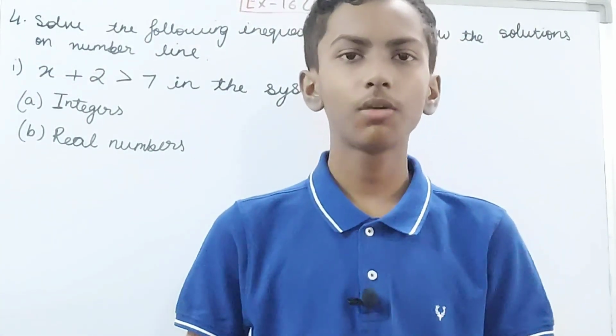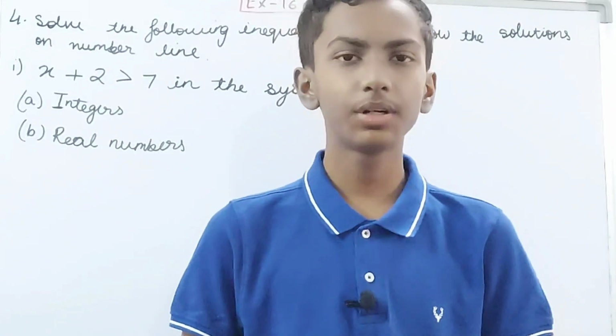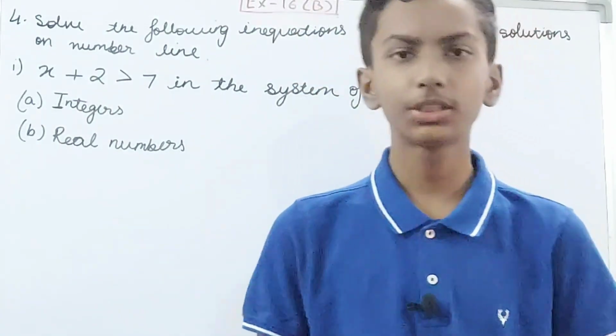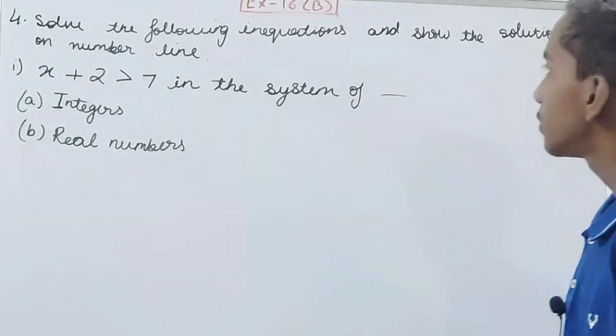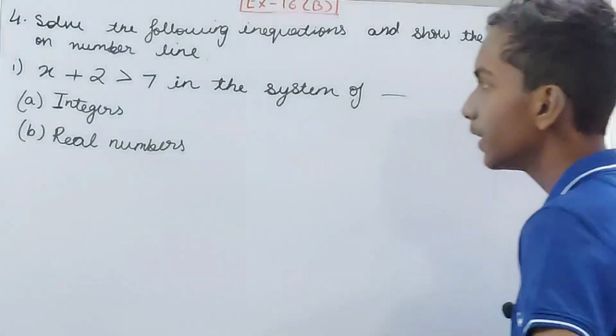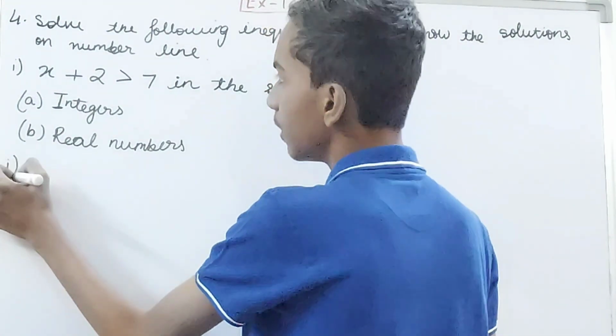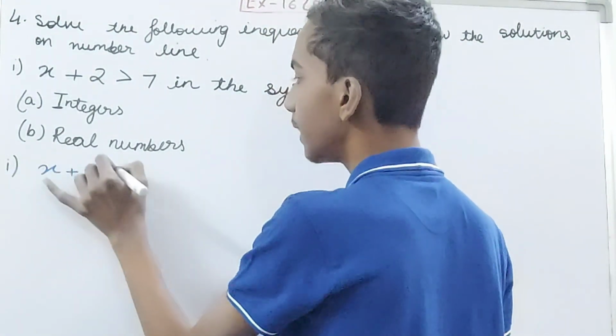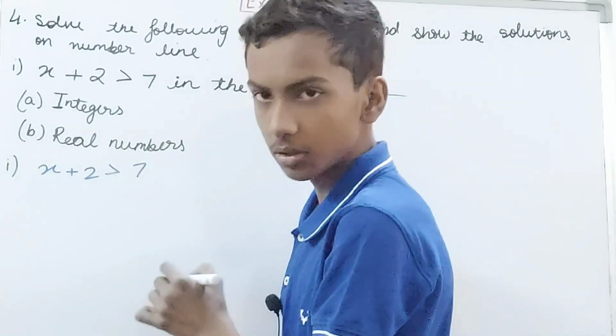In this video, we are going to solve ICSE Mathematics Class 8 Chapter 16 Linear Inequations Exercise 16B Question 4. It says: solve the following inequations and show the solutions on a number line. First, the inequation is x plus 2 greater than 7. First, we will solve this.